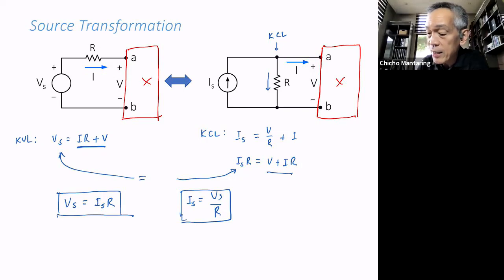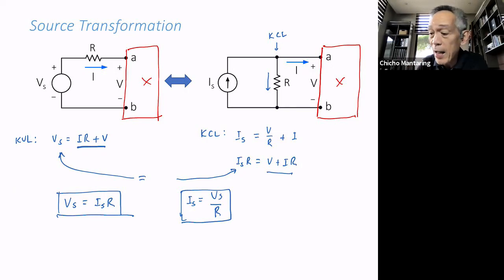In my earlier class, may nag-comment, it looks like Ohm's law. Yes, it looks like Ohm's law, but there's something very different between this and Ohm's law. Remember that in Ohm's law, the voltage is across your resistor and the current is through your resistor. While the current here is through your resistor, the voltage is not across the resistor. Same thing here: the current is through the resistor, but the voltage is not across the resistor. So don't make the mistake of thinking of this as Ohm's law, because it looks like Ohm's law, but it is not Ohm's law.